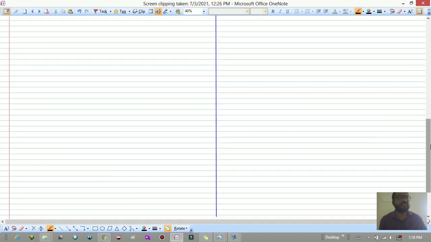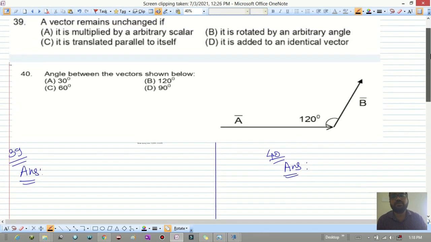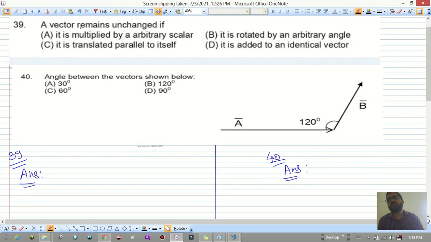So 39 and 40 now. These are the last two questions. 39. A vector remains unchanged if it is multiplied by an arbitrary scalar? No. If we multiply by an arbitrary scalar, what will happen? If it is a bar and I want to represent 2a bar, I have to increase the length, isn't it? So this is not the option.